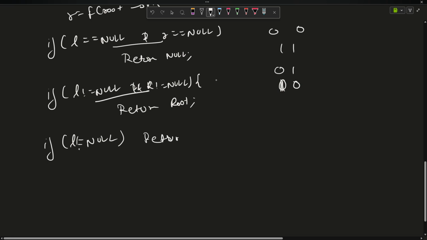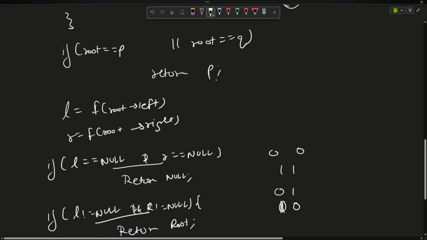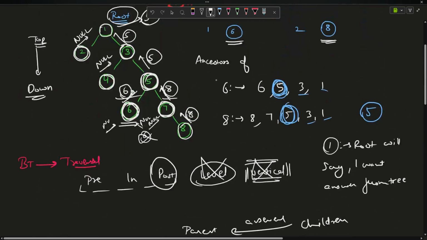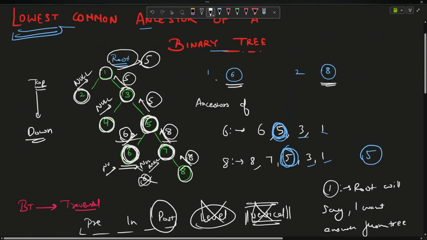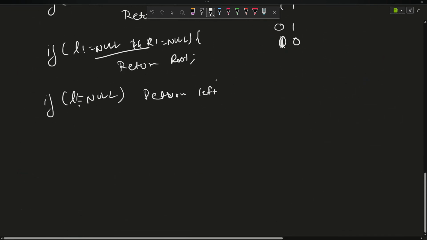What was happening for this node? 6 was returning itself, right? Or suppose you can say 5, or you can say 3. 3 was returning 5 because 3 got 5 from the right, and it says one is null and another is 5, so I am returning 5.